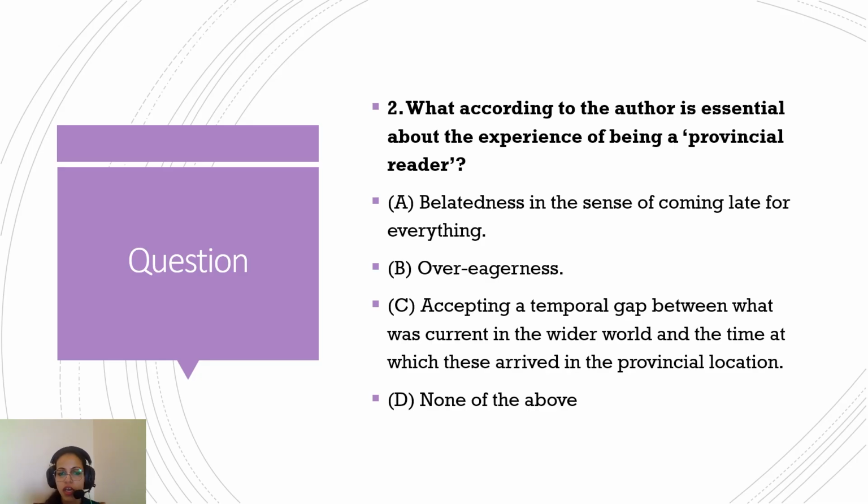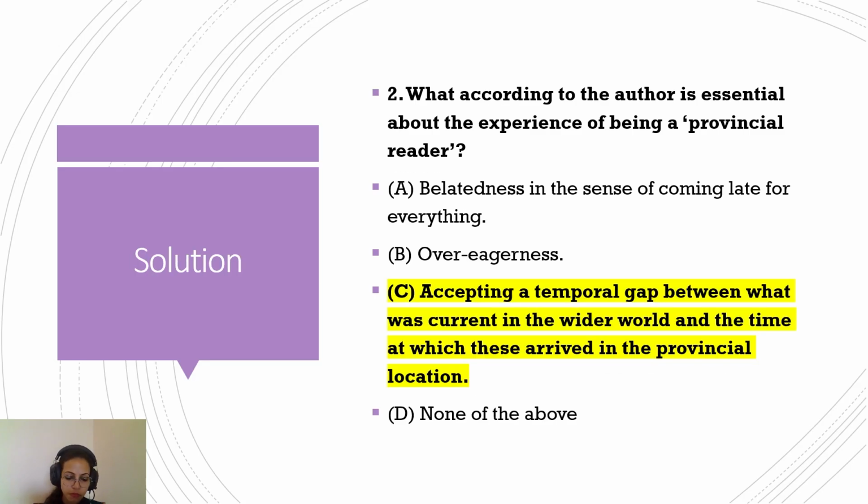Okay, this sounds fair. B, over eagerness. Okay. C, accepting a temporal gap between what was current in the wider world and the time at which these arrived in the provincial location. So C is the most apt answer, because for the provincial reader that was the norm. So this is the most apt, essential, because the question says what is essential about the experience. So belatedness in the sense of coming late for everything is one of the features that can be.